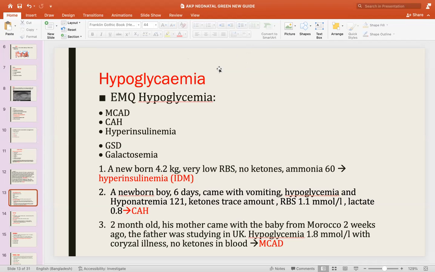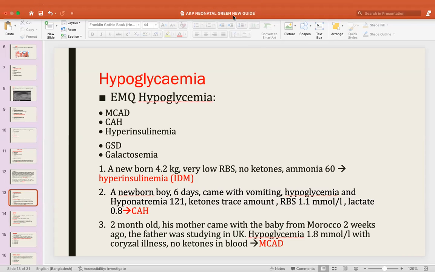So a newborn who is a very good weight, see 4.2 kg, very low RBS, no ketone. So hypoglycemia with absent ketone, ammonia 60. What is the diagnosis? Hyperinsulinemic hypoglycemia, because of excess insulin. Very good. Yes.